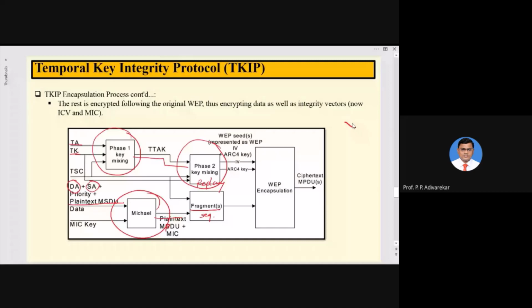Now each packet with a different sequence number is given to the TTAK key. That happens in the phase 2 key mixing. So fresh keys plus sequence number. Now that is to avoid most of the attacks that are observed in the wireless LAN, and such temporal keys, sequence number and actual data are given for the encapsulation process.